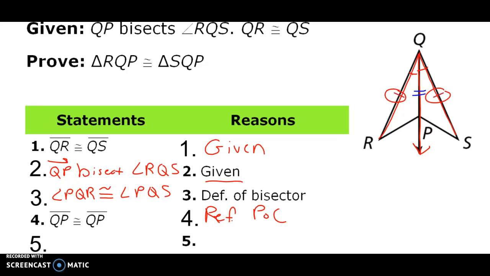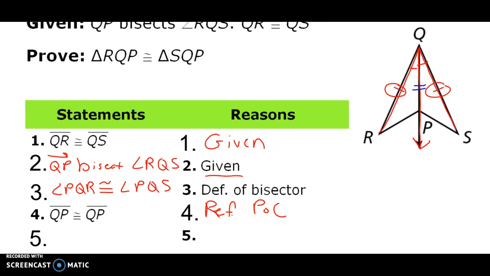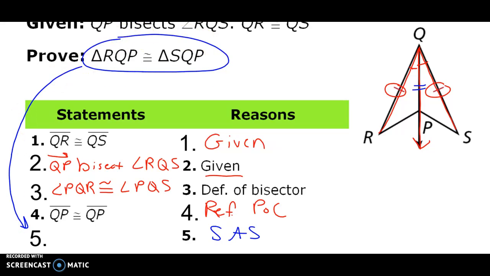So now, it's pretty clear to see. Do I have 3 things in each triangle? Yes. And what order are they in? Side, angle, side, and side, angle, side. They have to match. So they are congruent because SAS. And we know that what we're trying to prove is always the last statement. So triangle RQP is congruent to triangle SQP. And once again, they already have it written for you, but you have to make sure it's in corresponding order.